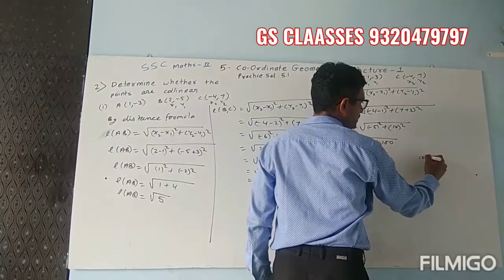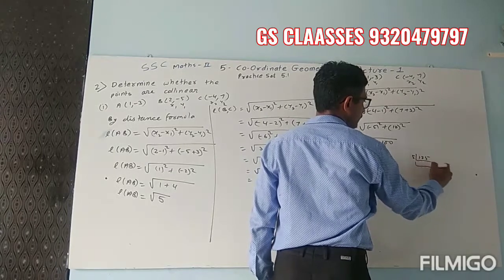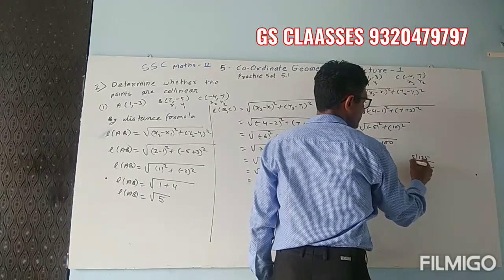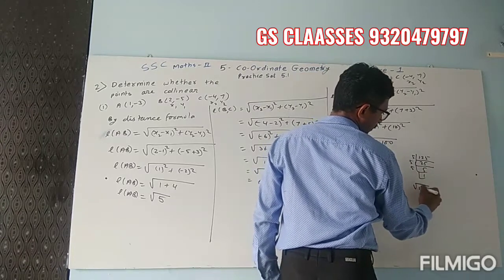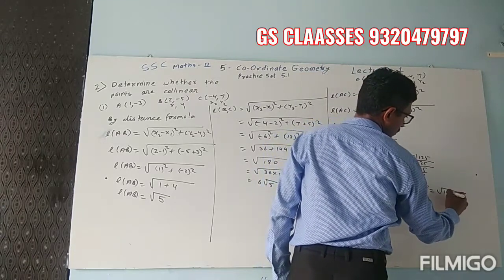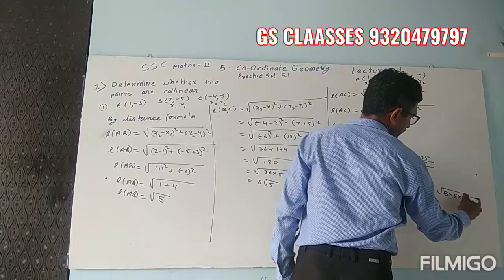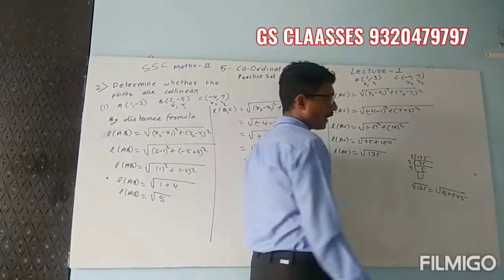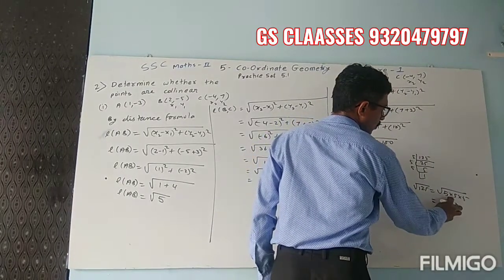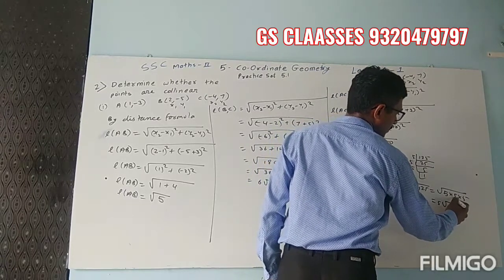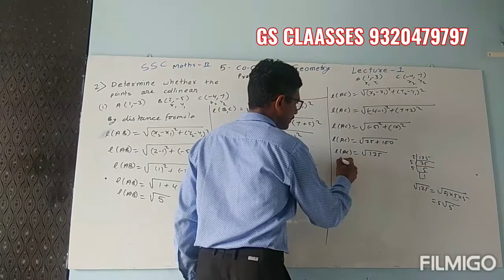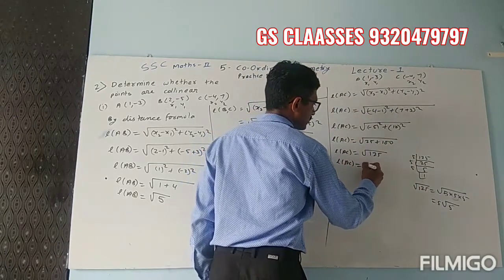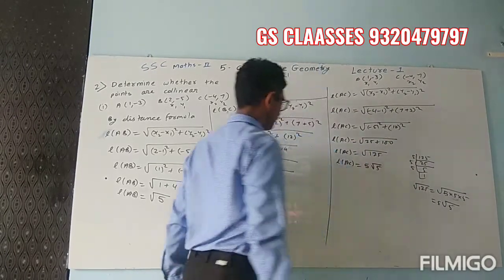This value again we will simplify with our usual method. 5, this 5, 5. It means that under root 125 is 5 into 5 into 5. Out of these three values, one 5 will come out. So I am writing 5 root 5. Length AC is 5 root 5.